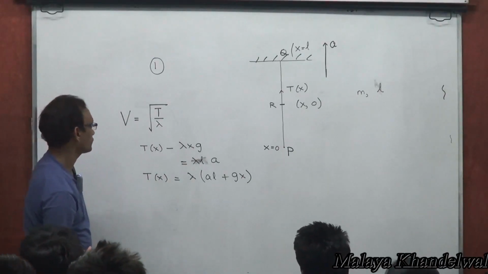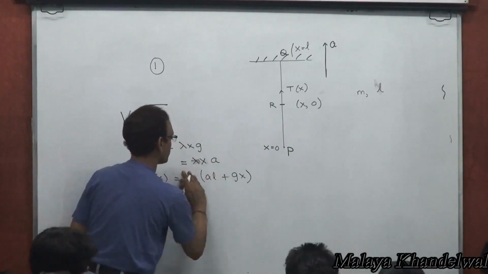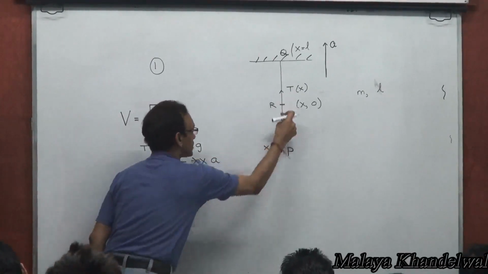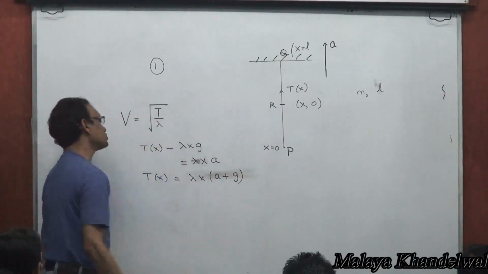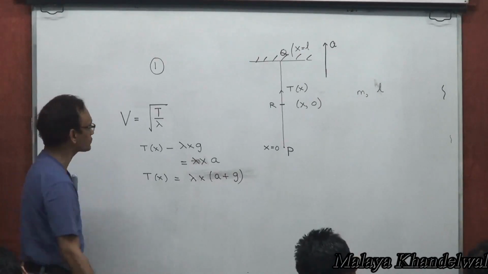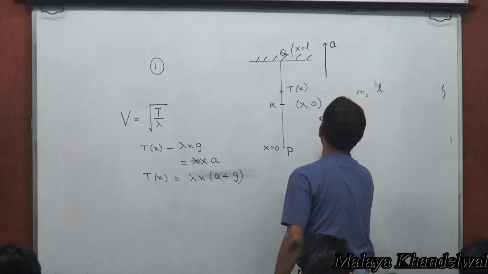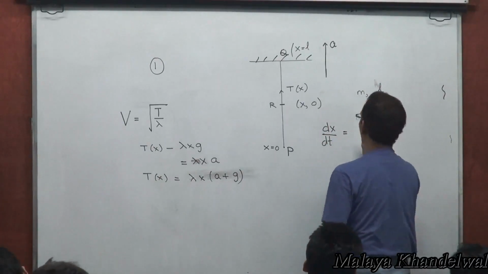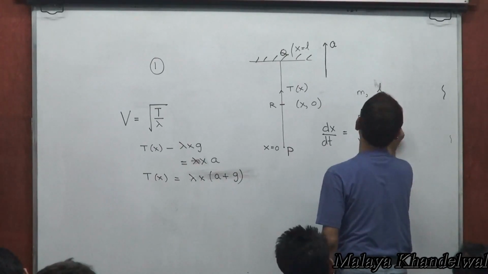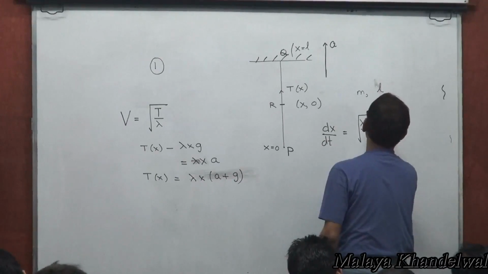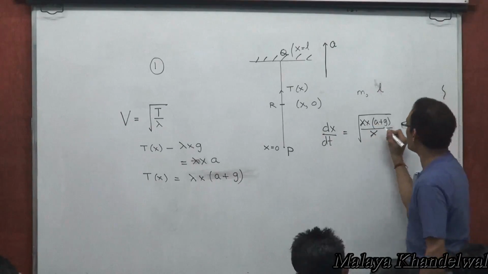So lambda into x a. Oh, sorry, lambda into, for this length, yeah. So this gives me lambda x into a plus g. Lambda x into a plus g is the tension at x. So the velocity at R, which is dx by dt, is going to be given by root of the tension at x, which is lambda x into a plus g, divided by the mass per unit length lambda, right? Lambda gets cancelled and now it's easy to integrate this.